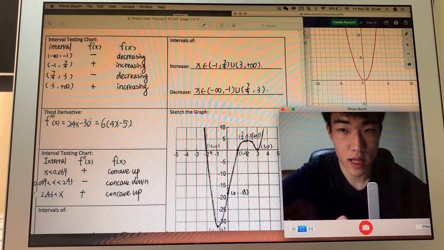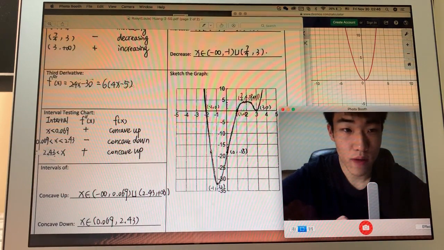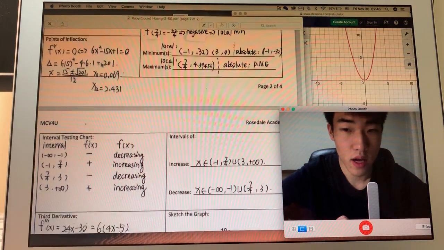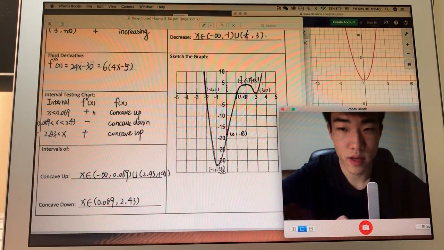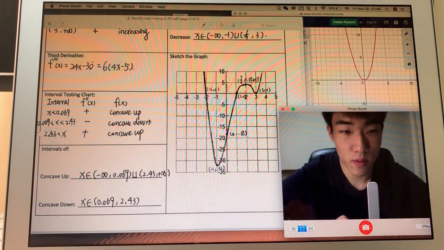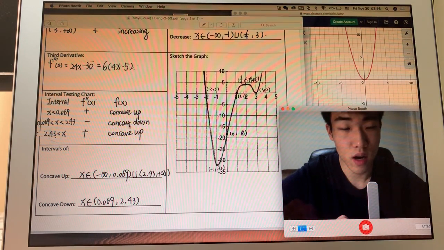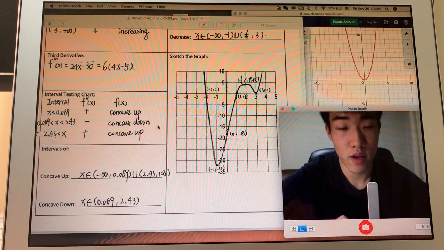Then we can move on to the graph. Oh, I'm sorry, I think I missed the point of inflection here. The point of inflection is where the concavity shifts from up to down or from down to up. So in this case, 0.069 and 2.43 are both points of inflection since the concavity changes.